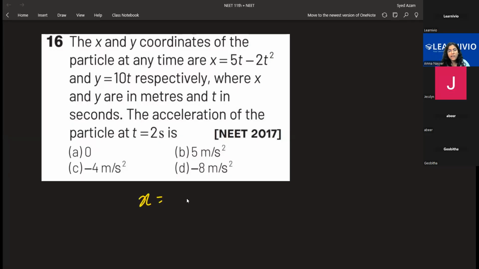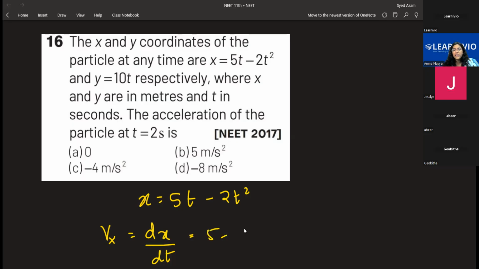See, when you have the equation x is equal to 5t minus 2t square, Vx is equal to dx over dt. When you are differentiating this, you will put the exact value as it is. So what will it be when you differentiate it? It will be 5, and from this side, it will be minus 4t. So this will be 5 minus 4t. This is your Vx.